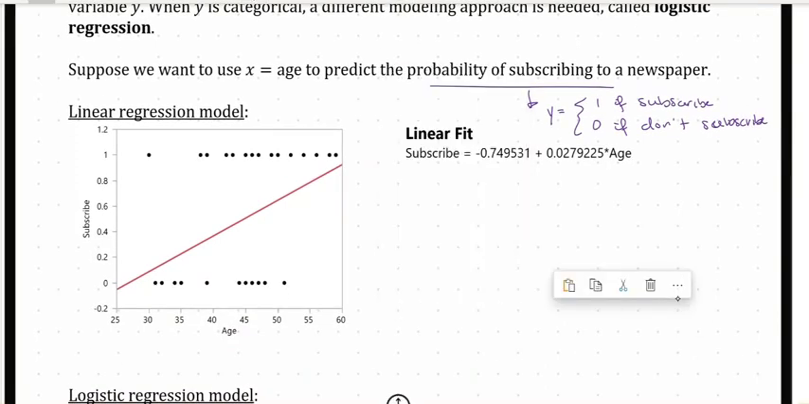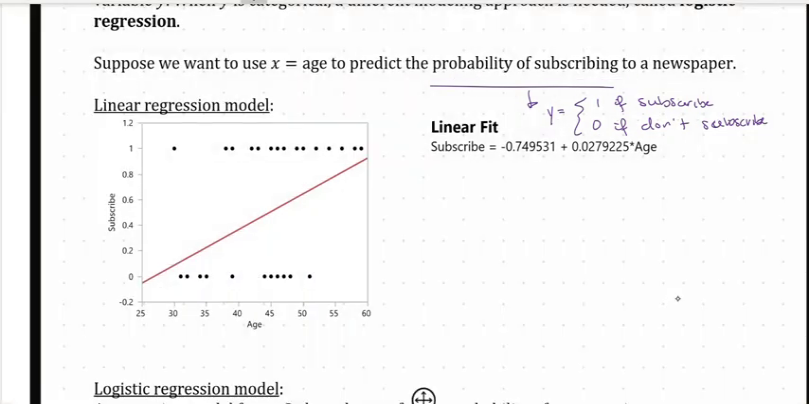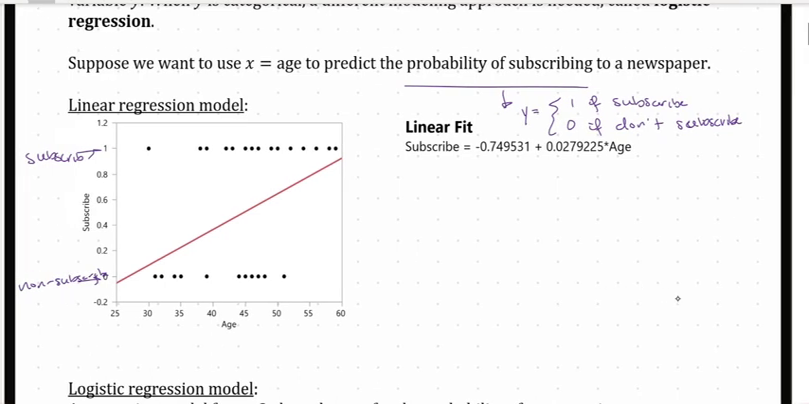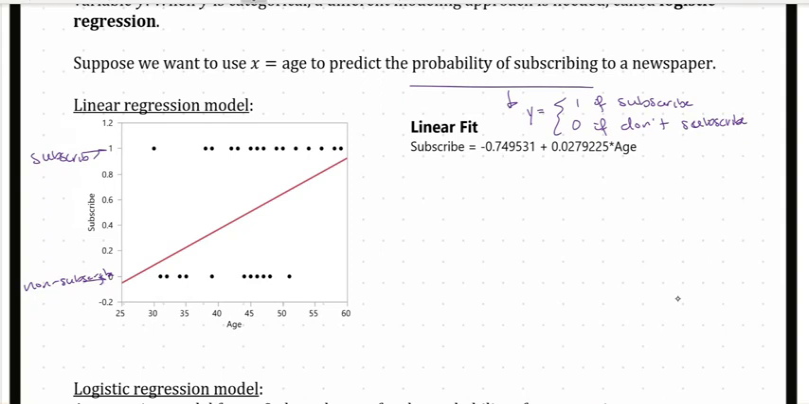So here's what the data might look like if we were to plot it, and if we were to do a linear regression model. We have all of our successes, all of our subscribers up here at 1, and then all of our failures or non-subscribers down here at 0. So it's not a very interesting scatter plot, but it is a scatter plot nonetheless. And we can see that as people age, we tend to see more subscribers, and the younger people tend not to subscribe. So there is a bit of an association, and we'd like to describe that relationship.